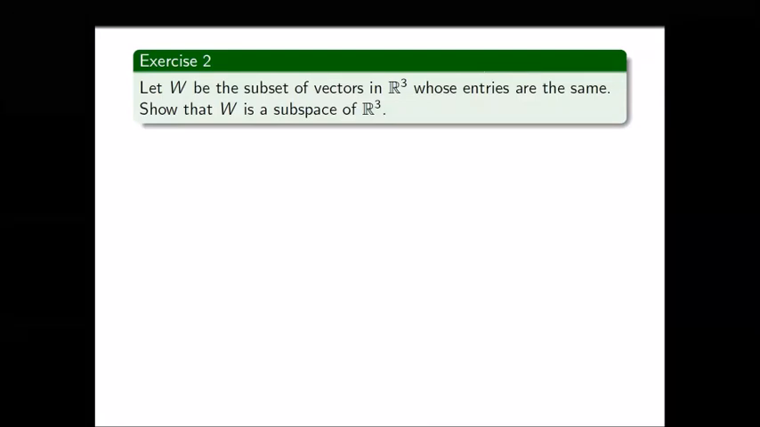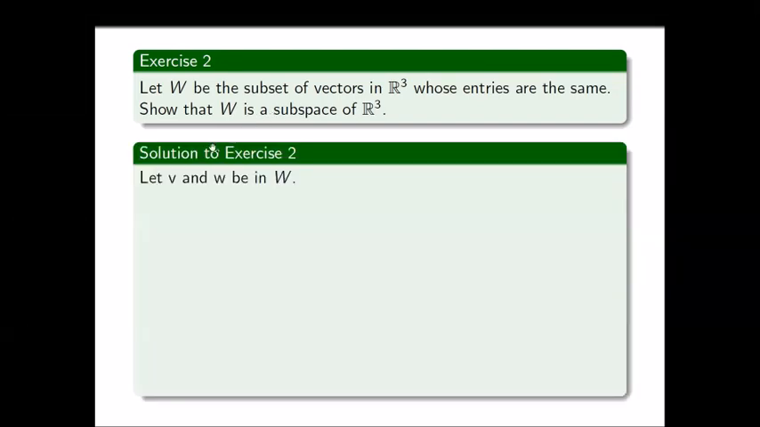Okay, so let's look at another exercise now. We're given a subset of R3 called W, and this is the collection of all vectors whose entries are the same. And we have to show that W is a subspace of R3. So let V and W be in the subset W.